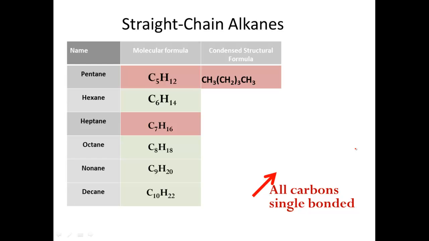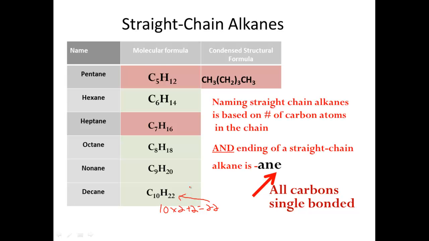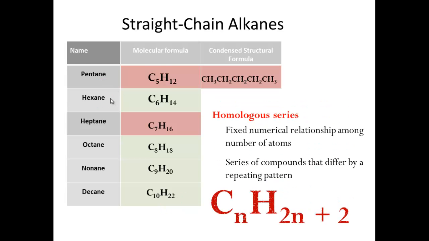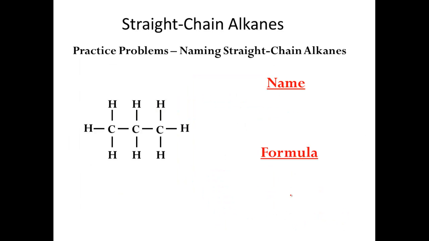So as they get bigger up to our 10, C5, pentane, hexane, heptane, octane, nonane, and decane. If we have 10 carbons, 10 times 2 plus 2 gets us to our 22 hydrogens. So they all end in ANE. And again, that pattern, number of carbons times 2 plus 2 gets us how many hydrogens we have.